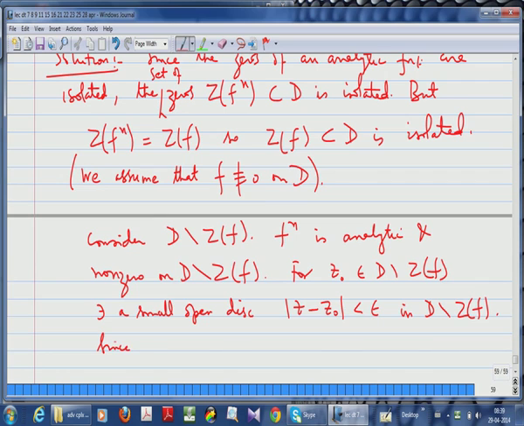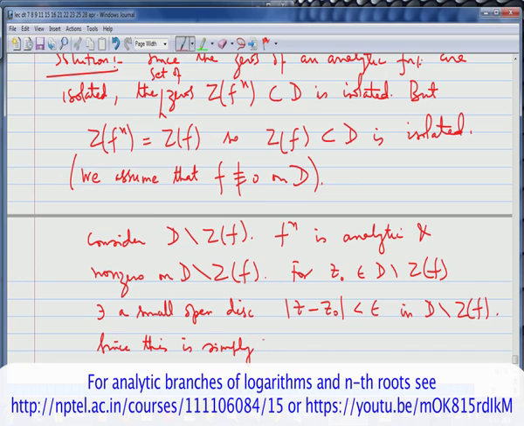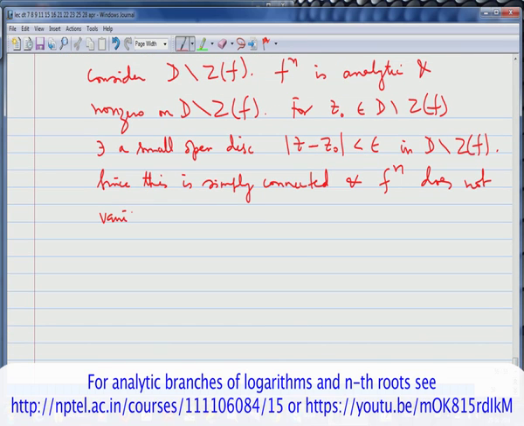Since this is simply connected, and f power n does not vanish, there exists an analytic branch of log f power n in mod z minus z naught less than epsilon, okay.